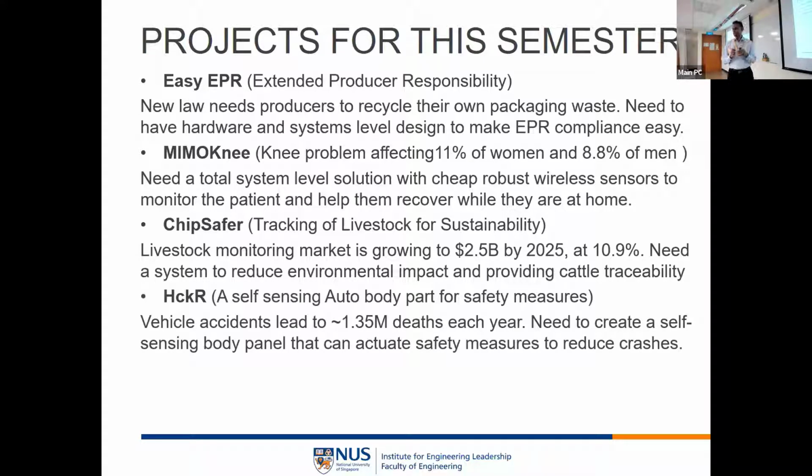Next, we have another one called Hacker. You can see from the name, it's a little bit different. This is about car and auto body parts. The thing is, accidents happen. The trouble is the body parts are usually made of steel and are part of the problem. The sponsor of this project is now turning it around and asking how we can make the body part itself a sensor that can become part of the solution in preventing or reducing fatalities with auto accidents. So this is the next project.